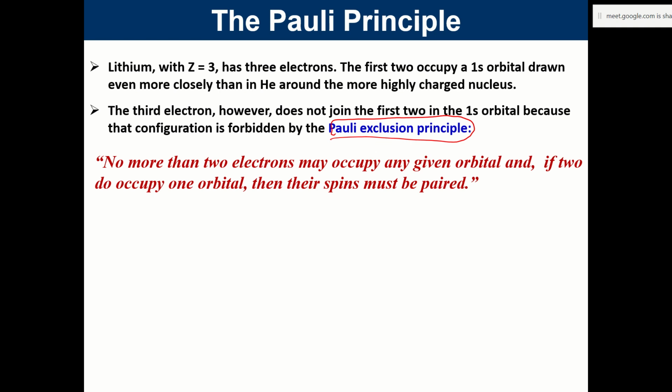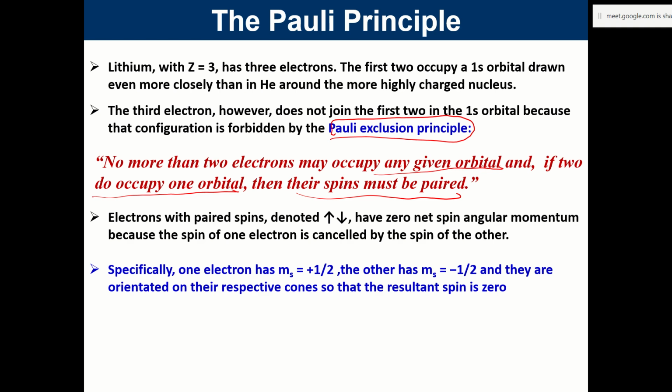Pauli's principle tells you that no more than two electrons may occupy any given orbital, and if two are occupying one orbital, their spins must be paired. Spin pairing, what does pairing of spin mean? स्पिन पेयरिंग का मतलब होता है एंगुलर मोमेंटम का जीरो हो जाना. ठीक है, ये ध्यान दीजिएगा. The angular momentum of electron number 1, the angular momentum of electron number 2, I am talking about spin angular momentum, right? दोनों का spin angular momentum vector opposite होना चाहिए, such that they cancel out. ठीक है, तो when you show it like this, paired spins, it is denoted like this: paired spin, zero net spin angular momentum. Then only we say that it has been paired.